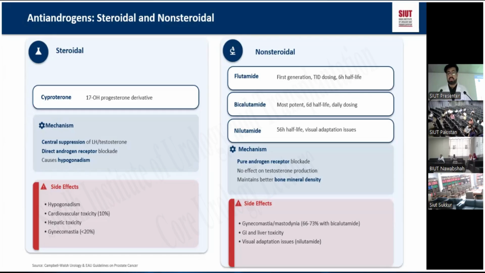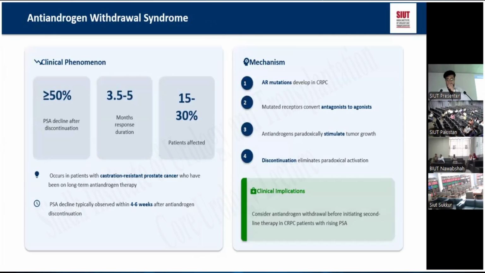The side effects of flutamide are gynecomastia, mastodynia, GI, and liver toxicity. Bicalutamide is preferred because it is more potent and it has a 6-day half-life, and there is daily dosing, whereas flutamide requires tedious dosing, and with nilutamide the patient may have visual adaptation issues. The side effects include gynecomastia, GI and liver toxicity, and visual adaptation issue with nilutamide only.